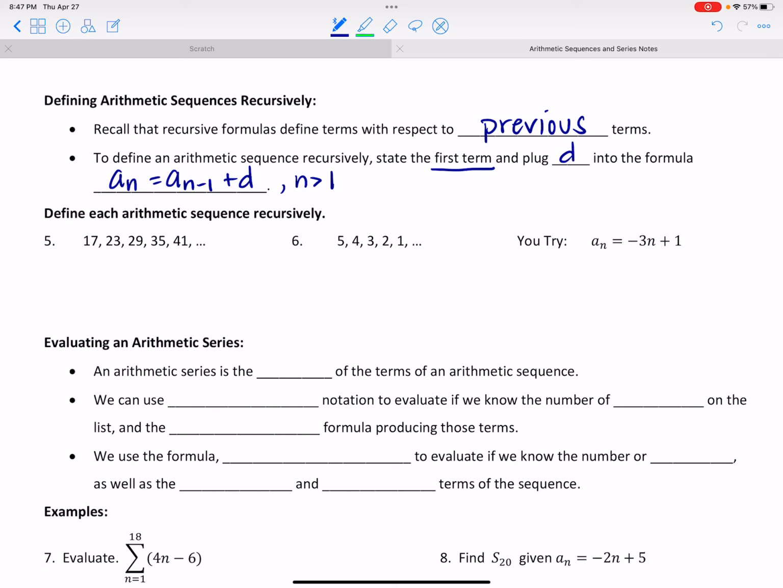Okay, so for example, if I want to define this recursively, not with an explicit formula, although I could do that, I would say a sub 1 is 17, and then a sub n, any other term, would be the previous term, a sub n minus 1, plus the common difference here. What I'm adding each time looks like 6, so I will say plus 6, and that is for n bigger than 1, because 1 was defined already.